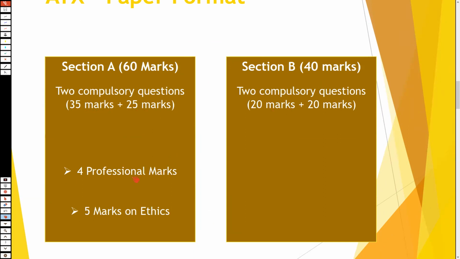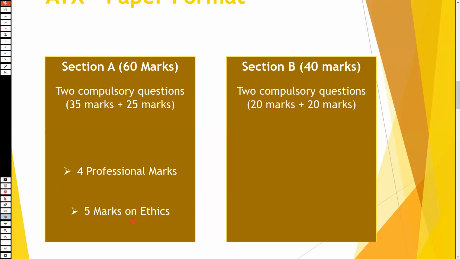A very important thing is that we can gain 4 professional marks in section A, normally as part of the question for 35 marks. These 4 marks are normally included in the 35 mark question. Furthermore, there is always a question on the ethics area for a maximum of 5 marks. If you have practiced from your kit questions, you should know that more or less things are the same with respect to ethical issues. So we just need to keep the things with respect to the code of ethics in mind, and we can answer easily to gain these 5 marks.